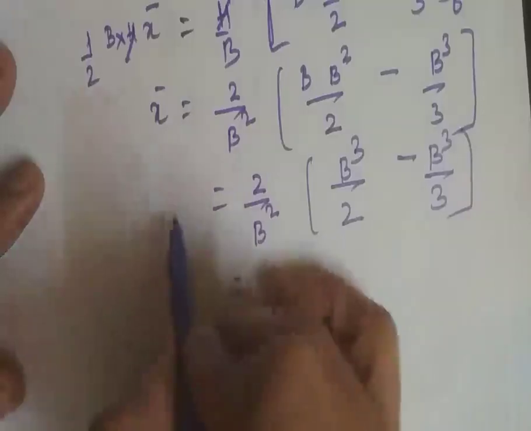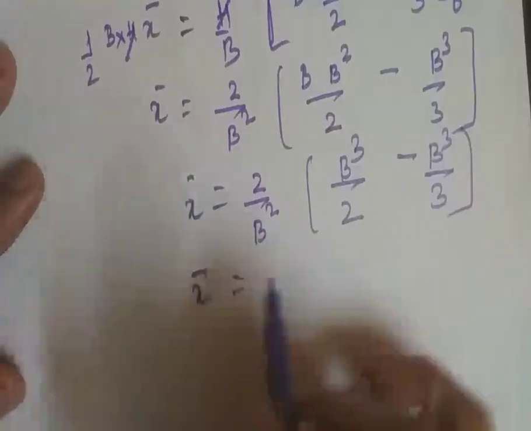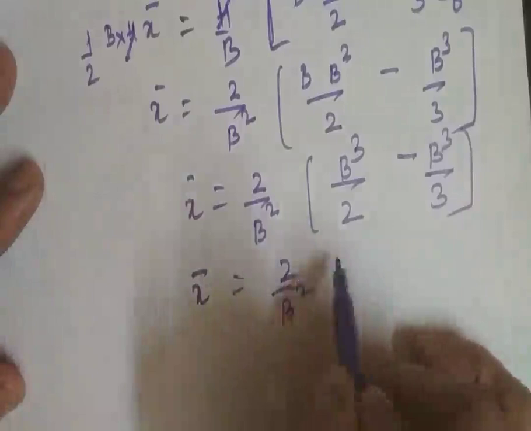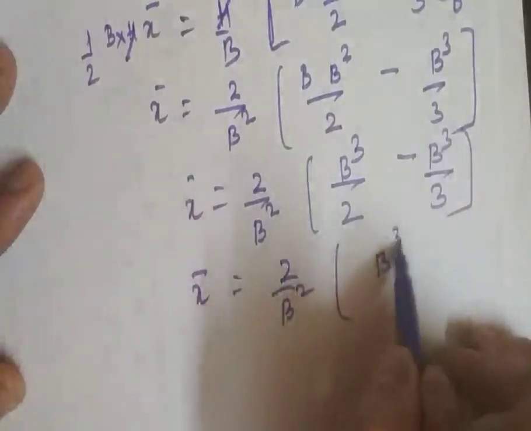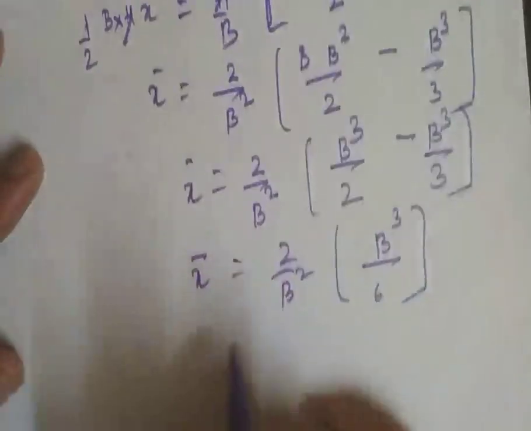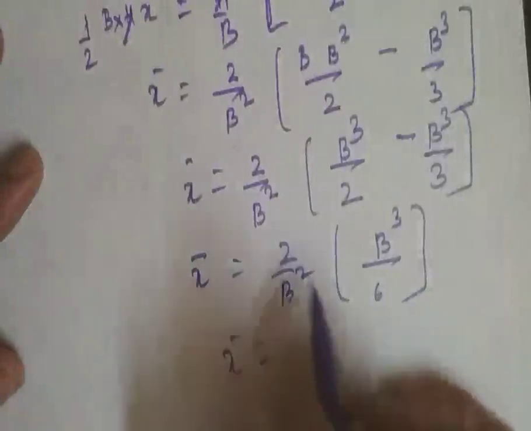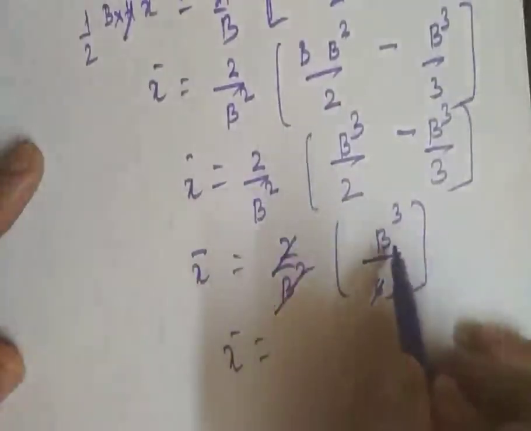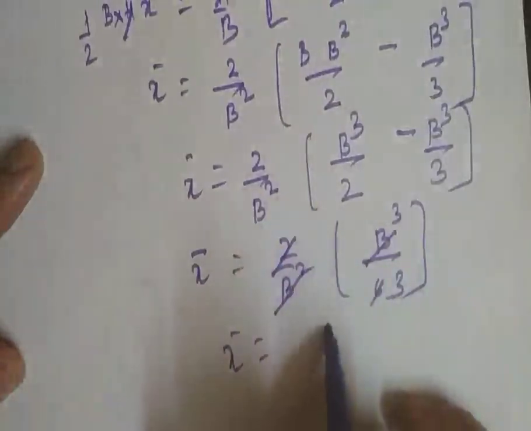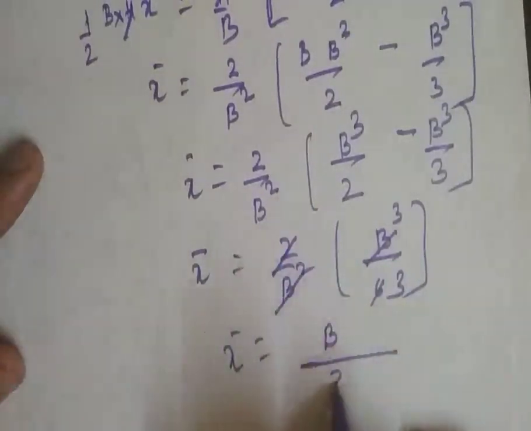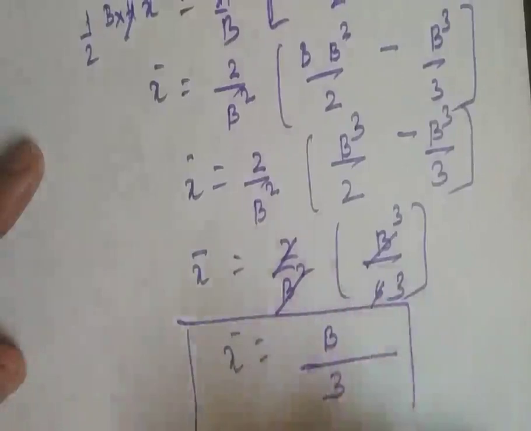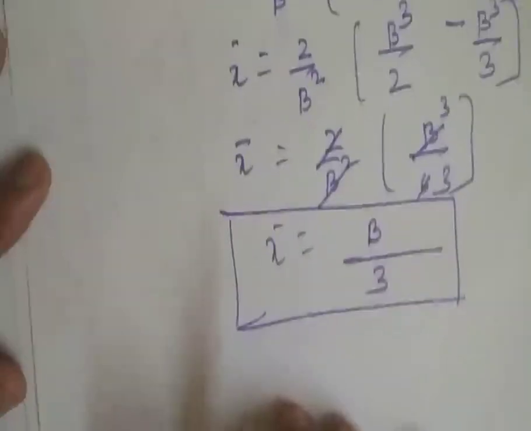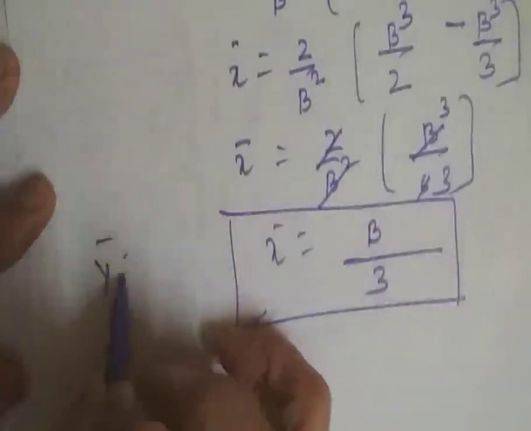So here x bar will be 2 divided by b square, b cube divided by 6. The 2 and the 6 give 3, and b square with b cube cancels. So in the denominator it will be b, in the denominator it will be 3. So x bar will be equal to b by 3. And y bar value was how much?